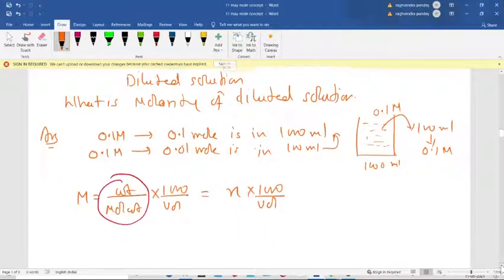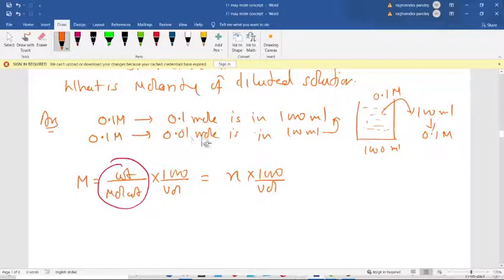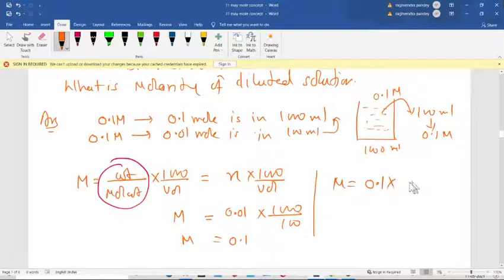Now understand this. If we take 100 ml of this volume, the volume is 100 ml, the number of moles is 0.01, so molarity is 0.1, isn't it? If I take 0.01 moles into 1000 upon 100, again the molarity is 0.1. This I am talking about.